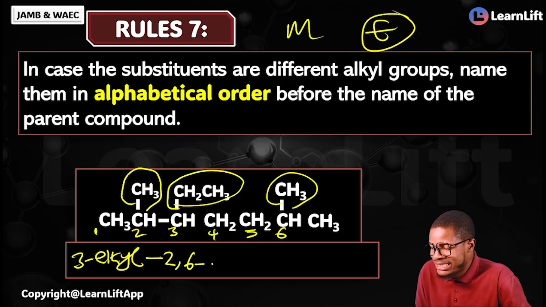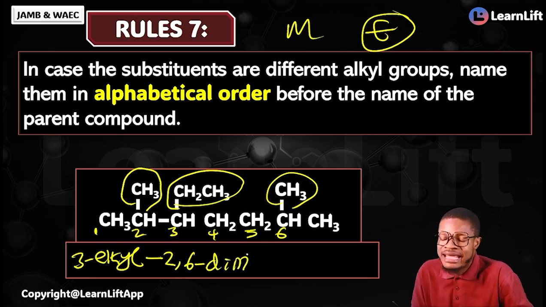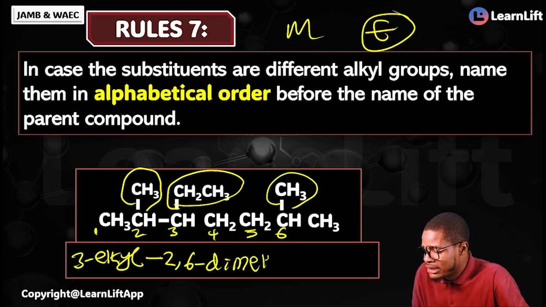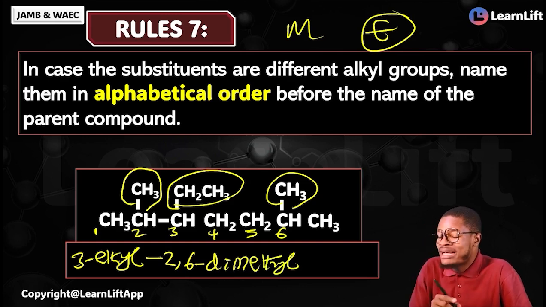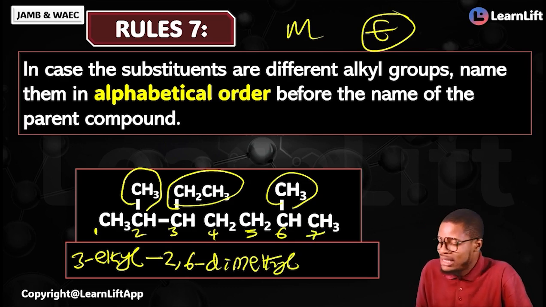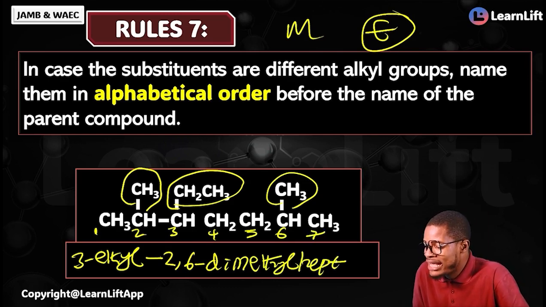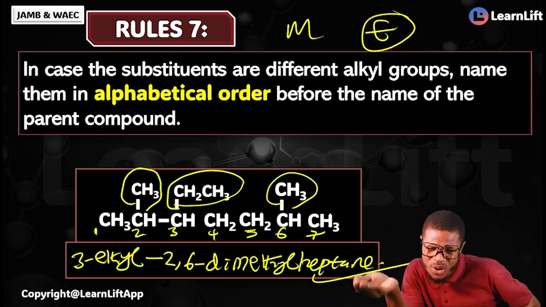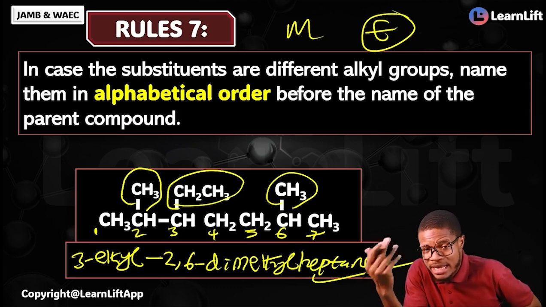3-ethyl, 2,6-dimethyl. Di. That means methyl is coming how many times? Twice. That will be dimethyl, right? What's the parent name, the longest carbon? Is it 6 or 7? 7 is the longest. That 7 will now be what? Heptane. So this is the name of the compound. Easy and direct. Do you understand? If you get this, can we now proceed?